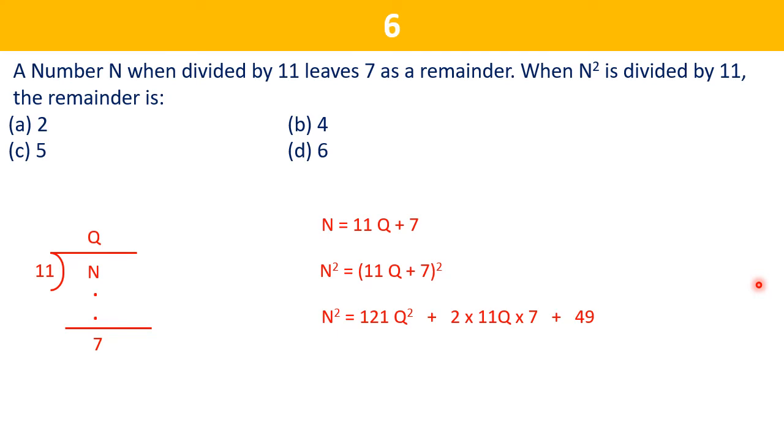अब इस नंबर को अगर हम 11 से डिवाइड करें तो what is the remainder? So each term is divided by 11. The first term 121 is a multiple of 11, so 121 into q square will also be a multiple of 11. So पहला टर्म 11 से डिवाइड हो जाएगा. दूसरे टर्म में ऑलरेडी यहां 11 है, सो दूसरा टर्म भी 11 से डिवाइड हो जाएगा. Talking about the third term 49, it's not divisible by 11, and if I divide 49 by 11, the remainder obtained is 5. So if n square is divided by 11, the remainder obtained is 5. Option C is the right answer.